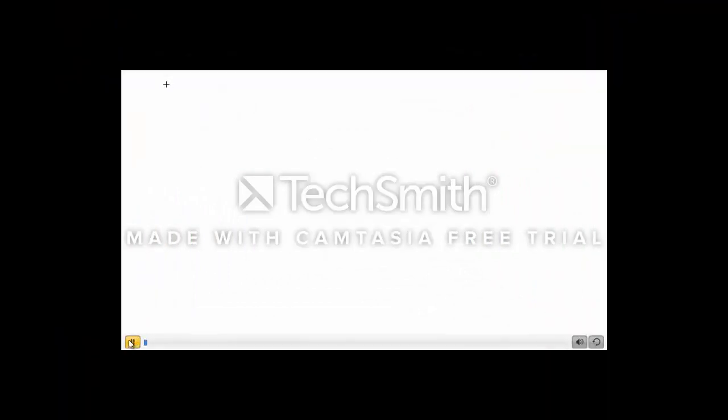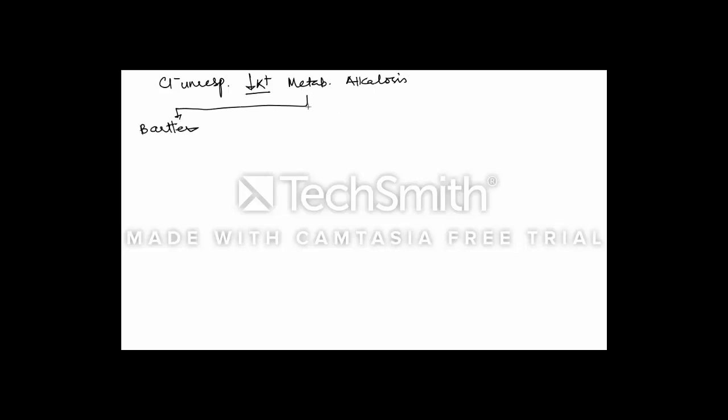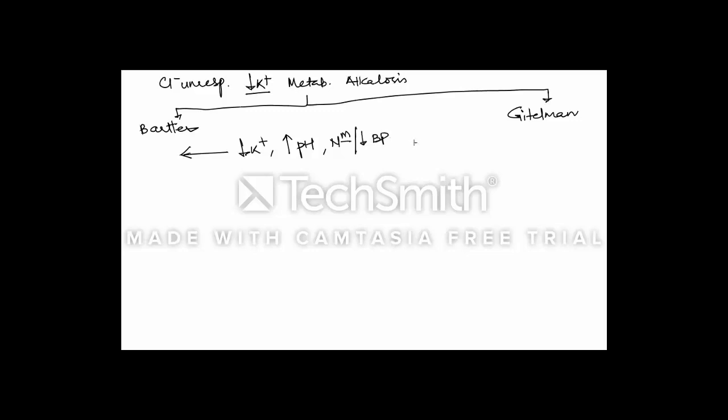Hello friends, today we'll be discussing two important causes of chloride unresponsive hypokalemic metabolic alkalosis. The two causes are Bartter syndrome and Gitelman syndrome. Now these two syndromes share a variety of common features such as low potassium, metabolic alkalosis. The BP is usually normal to slightly low.